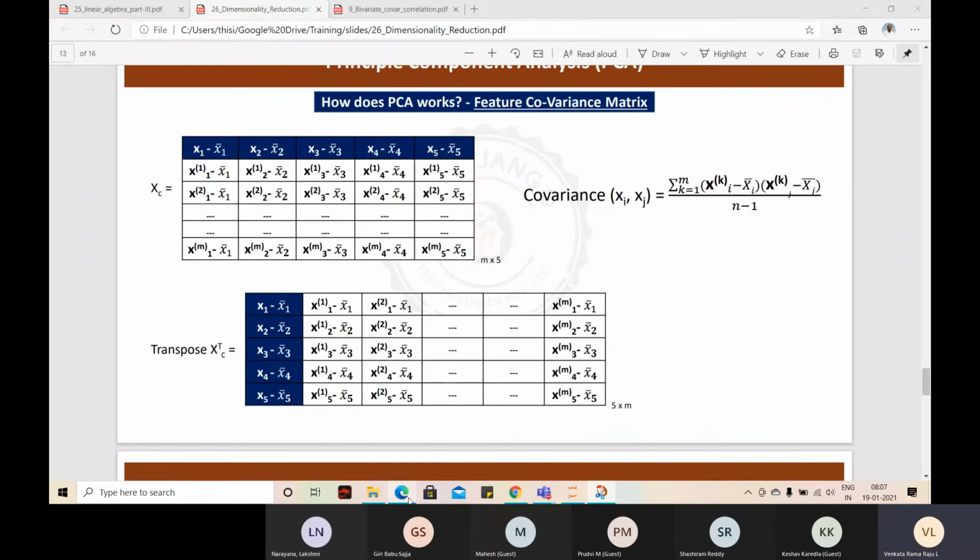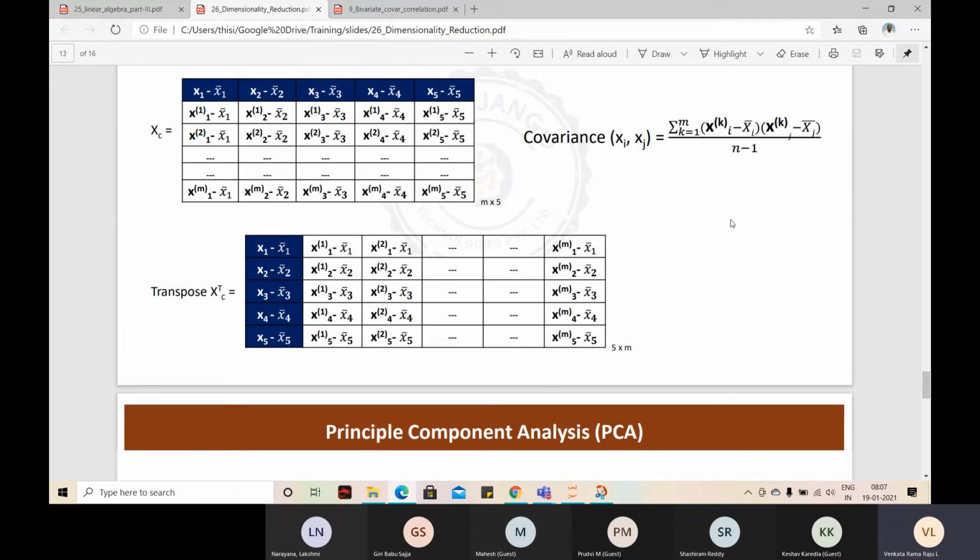Okay, good. So I have taken this bigger matrix because there is going to be sigma k equals 1 to m, where k equals 1 to m is the number of rows, divided by m minus 1. It's not m minus 1, I think. It's m by m minus 1 only. Okay, that's fine. We'll correct it later.